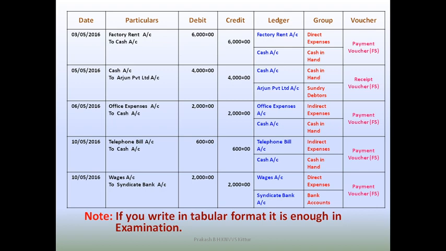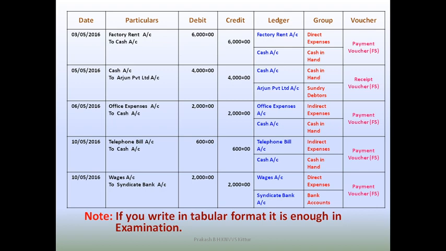On 10/5/2016, the telephone bill account. We paid the telephone bill through cash. So the telephone bill account is an indirect expense, in the indirect expense group. And then the cash account, which is cash in hand. We made the payment of the telephone bill through cash. Therefore, we have passed the payment voucher.